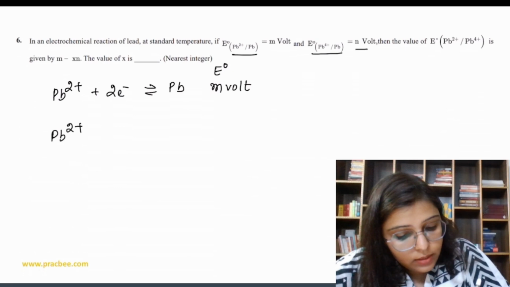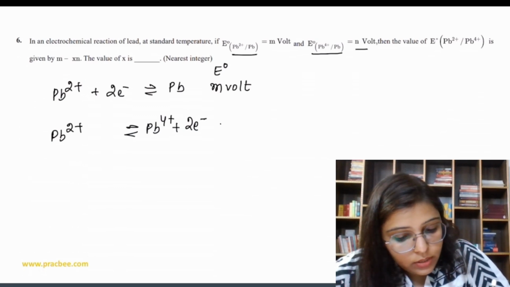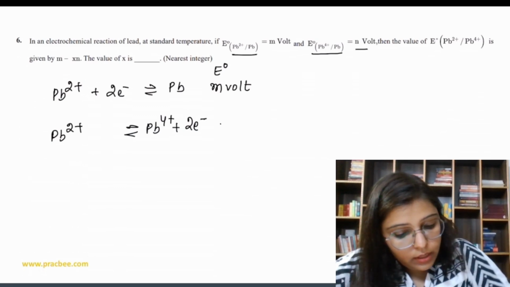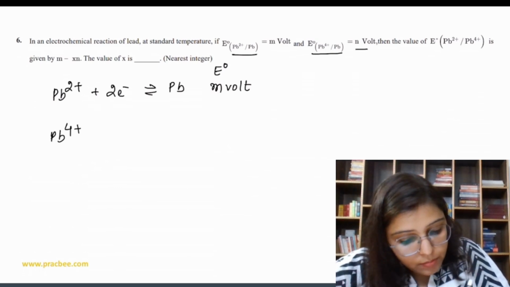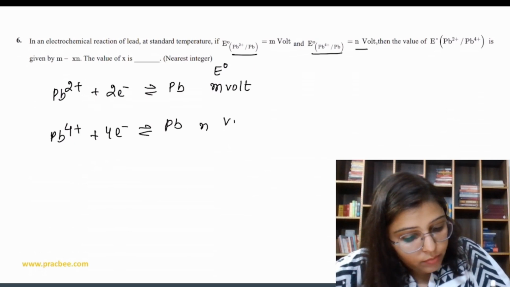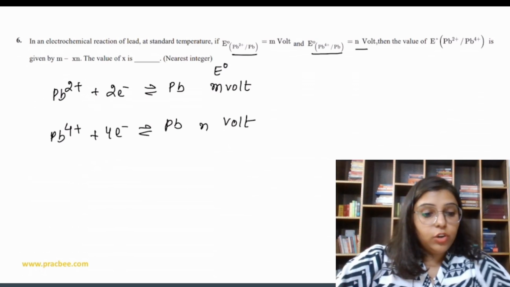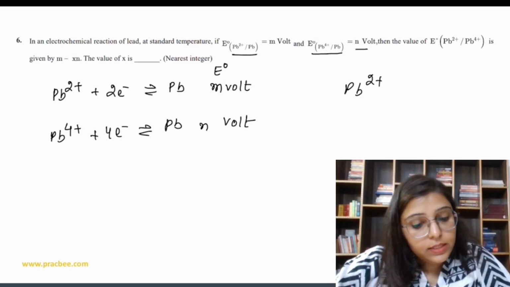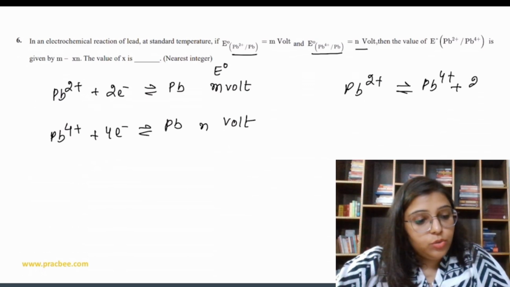Pb2+ gives Pb4+ plus 2 electrons. So E naught value is, just wait, Pb4+ plus 4 electrons gives Pb. E naught value is n volt. Fine. We have to calculate the E naught value of Pb2+ to Pb4+ plus 2 electrons.